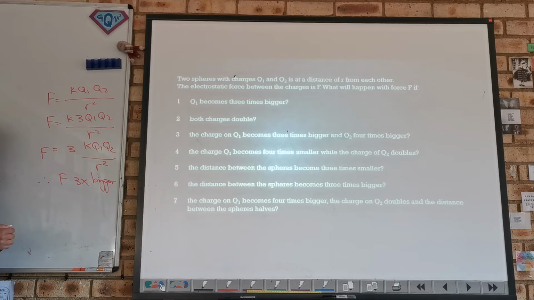That should make sense from a logic perspective. If one of the charges becomes 3 times bigger, then the force must be 3 times bigger because they're directly proportional. The only reason we're using this method is because sometimes there's more than one variable that they shift, and you need some sort of mathematical way to make it work.